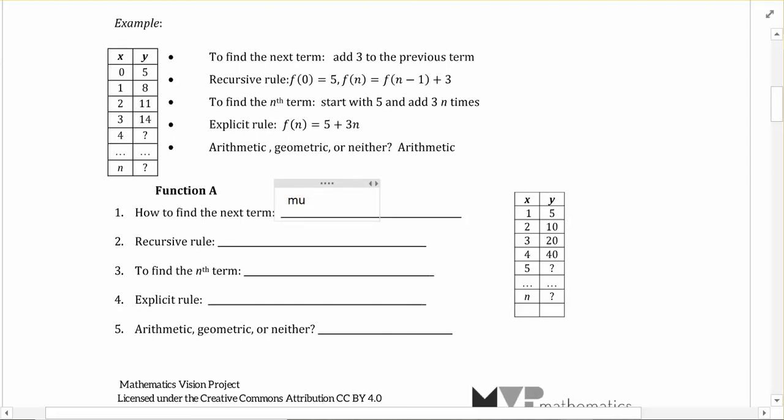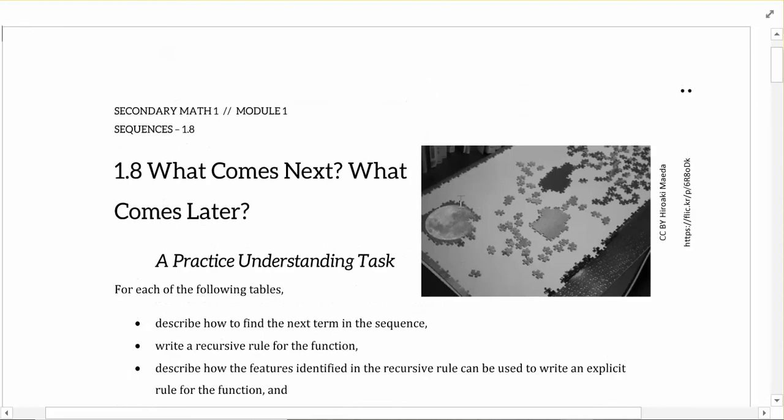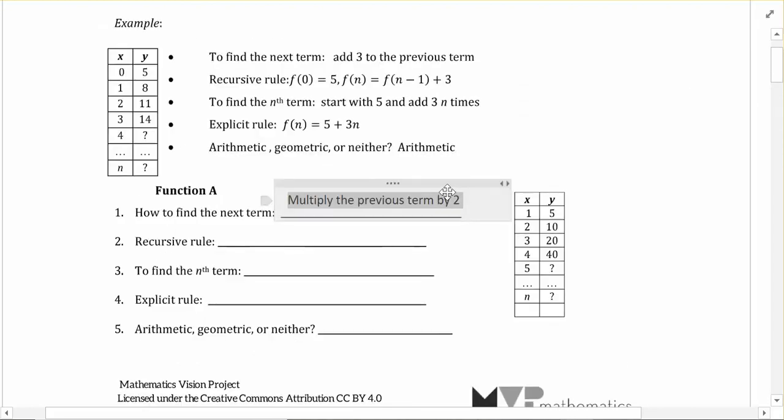We're multiplying the previous term by 2. Let's see if I can make that sit a little better. Oops, no, that's pretty good. I like that. Okay, now the recursive rule is related to that.